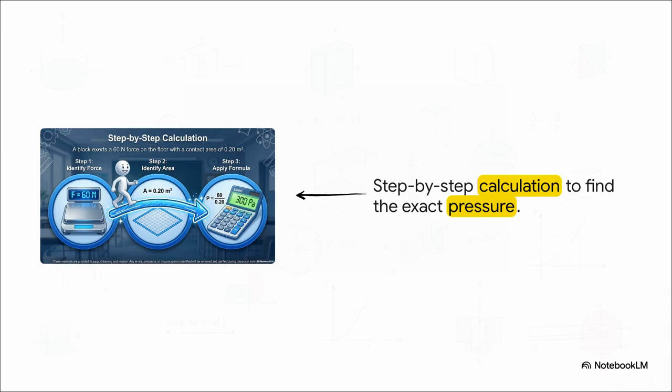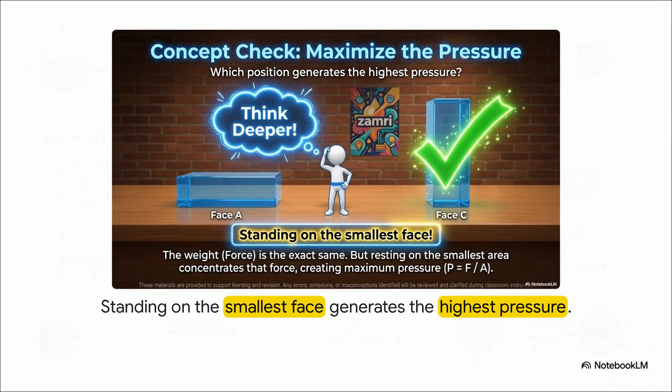Let's run the numbers. If our block exerts 60 newtons of force, and we stand it up on a face with a tiny contact area of 0.20 square meters, well, boom. 60 divided by 0.20 gives us a precise pressure of exactly 300 pascals. It really is that straightforward once you identify your variables. And just like that, the puzzle is definitively solved.